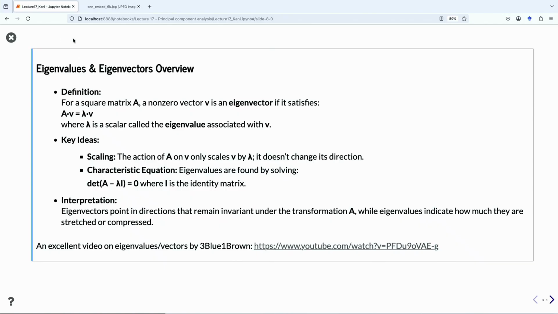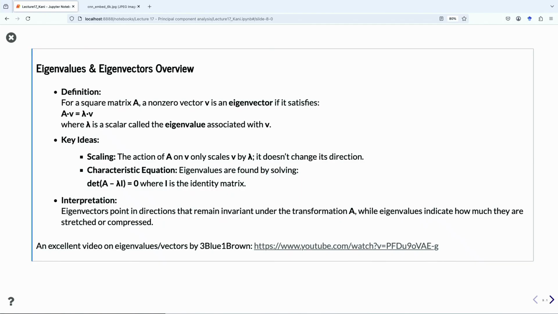But just as a refresher, for eigenvalues and eigenvectors, we say that a vector v is an eigenvector if for matrix A, A dot v is equal to some scalar value lambda dot v. Okay? So the idea behind the eigenvector is that v is a special vector, so that when you transform v using A, it only scales v by a factor of lambda. It doesn't change its direction.